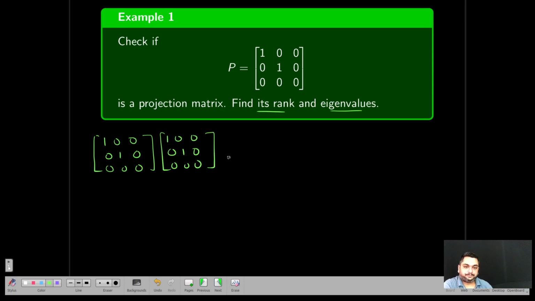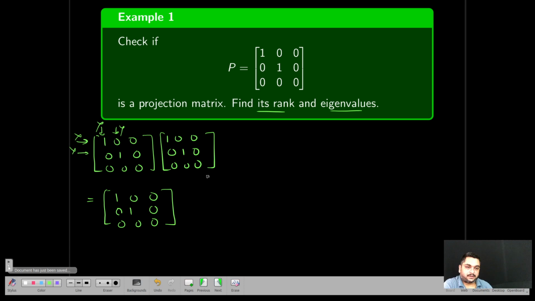This will be, we'll get it as 1 0 0 in this row and this column. You will get here 0 1 0 0 0 0. So only if we see here, x and y are set. So there are two subspaces I have. So what is the rank?